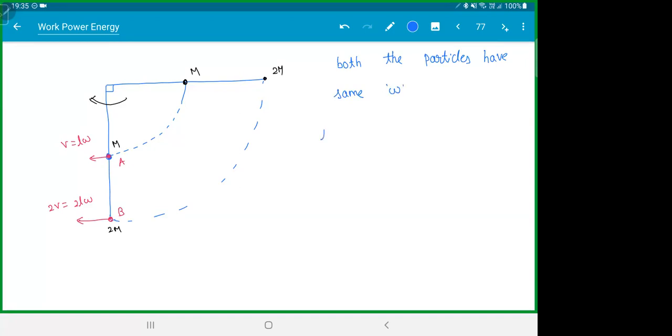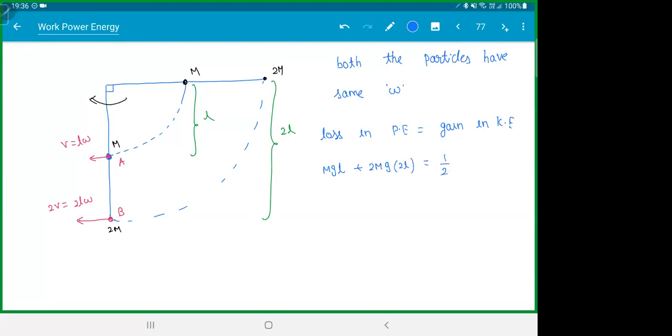Then loss in PE is gain in KE. So the first one, how much did it lose? The first one has fallen by this distance here, L. The second one has fallen a distance of 2L. So this would be mgL. This will be 2mg 2L.